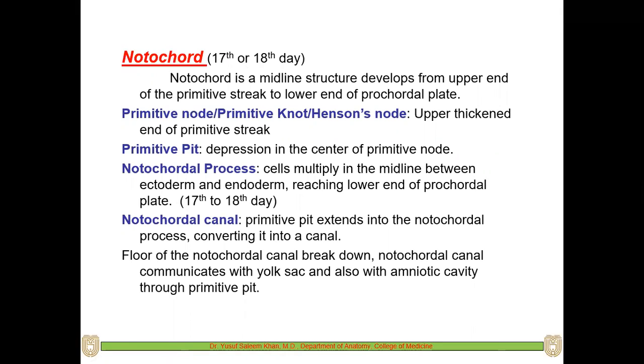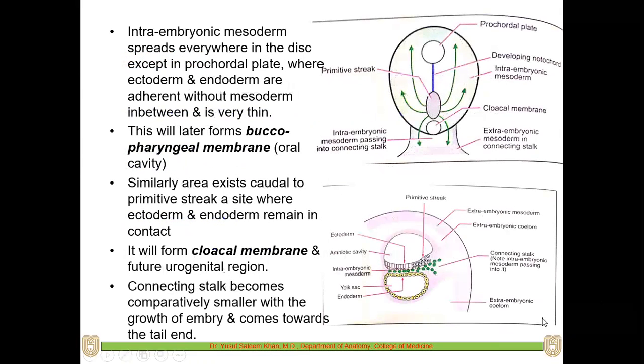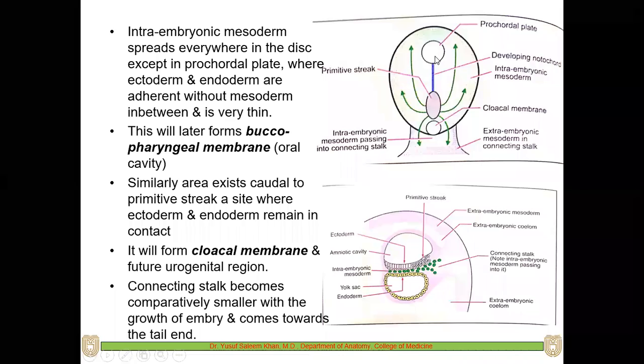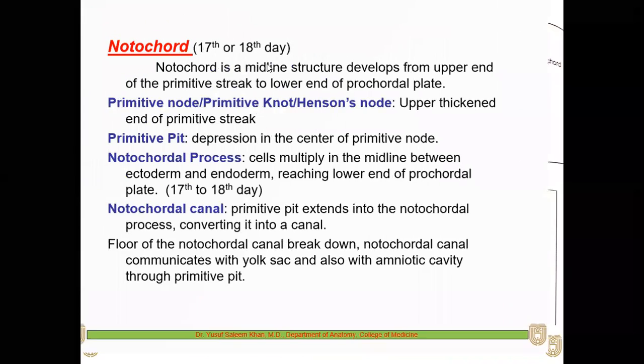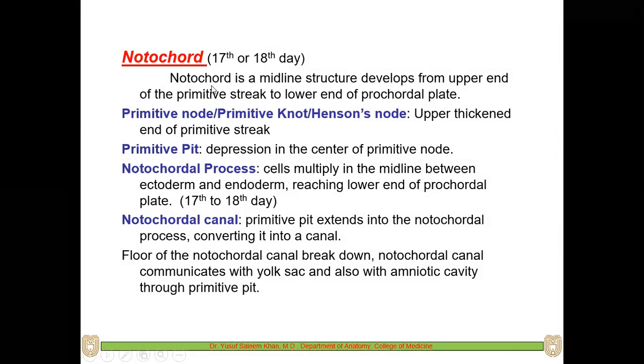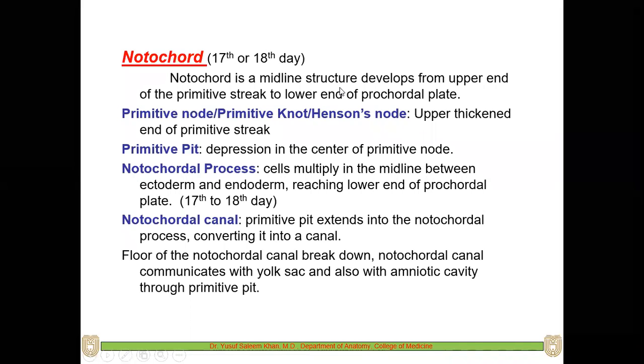Now there is formation of a very important structure called the notochord. The notochord is formed on the 17th or 18th day. The notochord is a midline structure that develops from the upper end of the primitive streak to the lower end of the procaudal plate. If you see here, from the upper end of the primitive streak to the lower end of the procaudal plate, there is formation of the notochord, in the midline. This is formed on the 17th or 18th day.